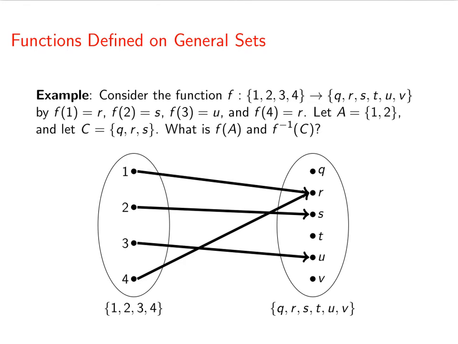As an example, let's take this function f that maps from the set that contains 1, 2, 3, 4 into the set containing q, r, s, t, u, v. We'll define f of 1 to be r, f of 2 to be s, f of 3 to be u, f of 4 to be r. And you can see that with the arrow diagram. We're going to create a set A to be just the set containing 1 and 2, and we'll let C be the set containing q, r, s. So here's A, here's C, and we want to know what is f of A, what is f inverse of C.